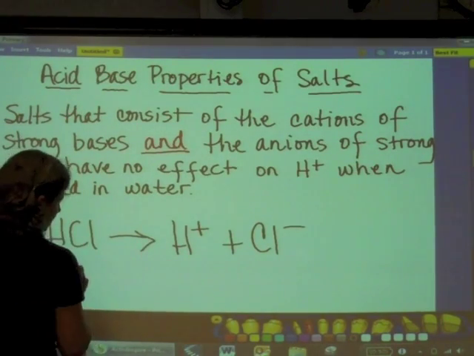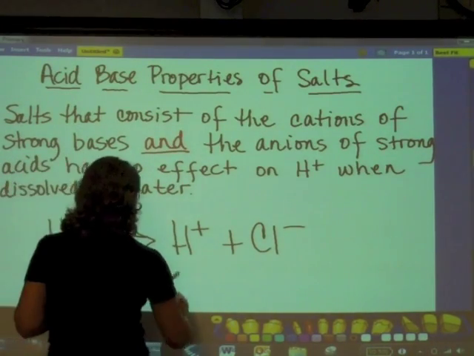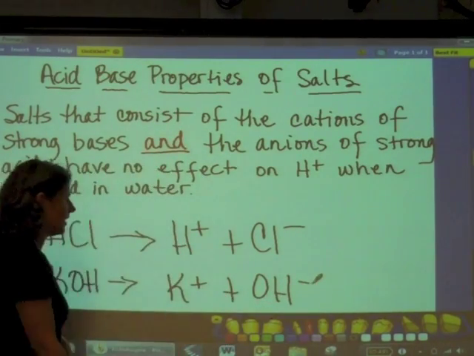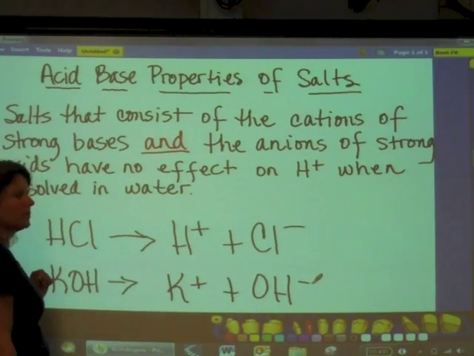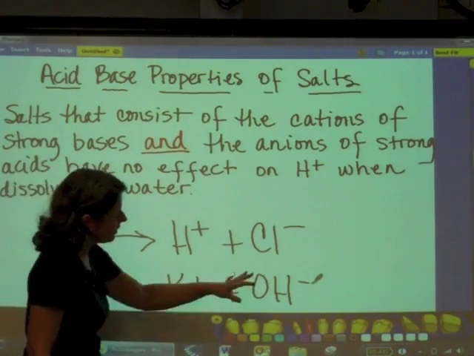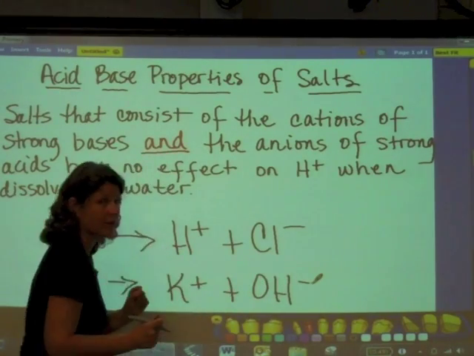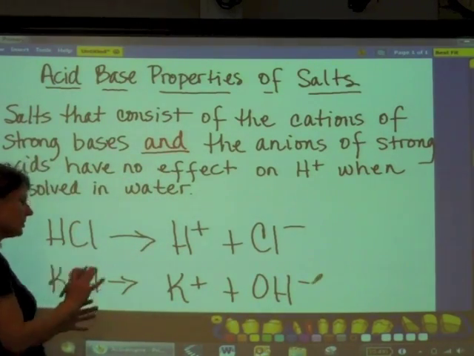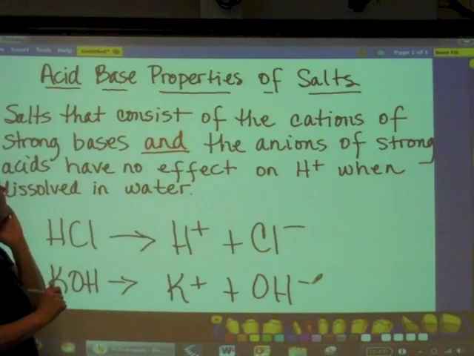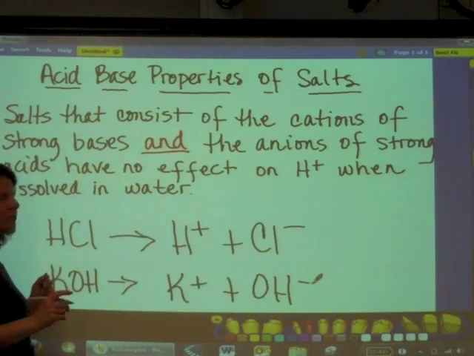The other way around, let's look at a strong base, KOH. When it dissociates, it's got potassium and hydroxide, and again, this never goes back. It never goes in reverse. Potassium, along with hydroxide, they have no affinity back for one another. Okay, so if you've got a salt that is made up of the cation of a strong base and the anion of a strong acid, it's not going to affect pH.